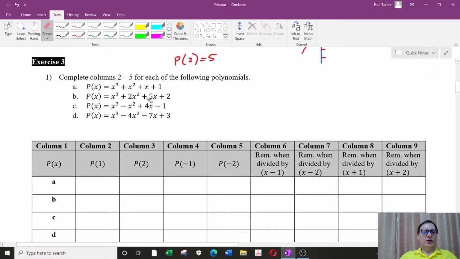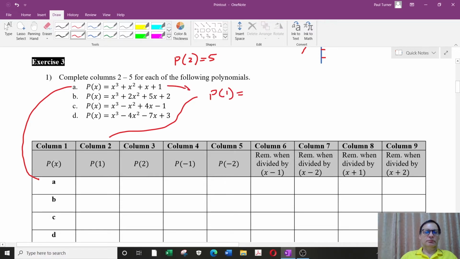Okay, complete columns 2 to 5 for each of the following polynomials. So in the first column, we want to know what is the value of P(1) for question A. This is the first one here. So I want to know P(1), so we put 1 into our polynomial.